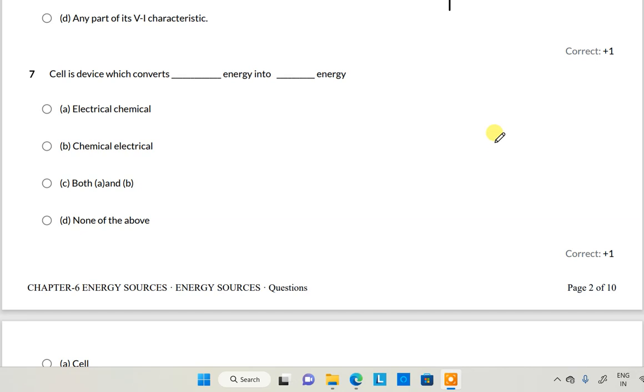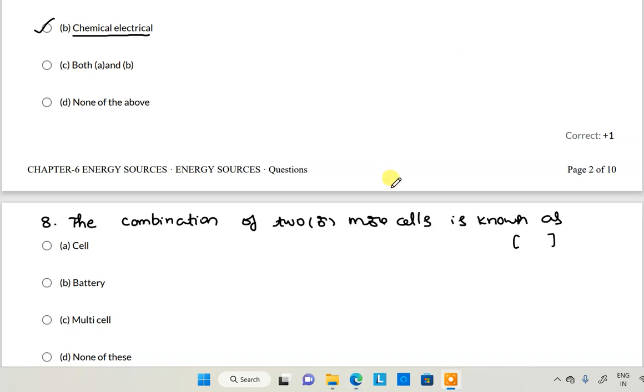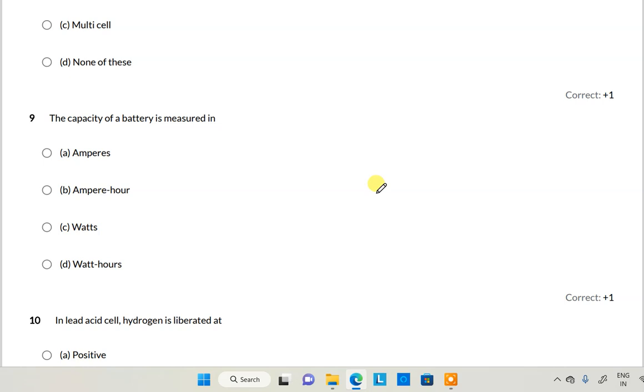Next, seventh question: the cell is a device which converts, as I mentioned in the starting, chemical energy into electrical energy. Option B is the correct option. Next, eighth question: the combination of two or more cells is nothing but a battery. A group of cells together, either in series or parallel, is called a battery. Next, capacity of a battery is measured in ampere hour. Option B is the correct option.